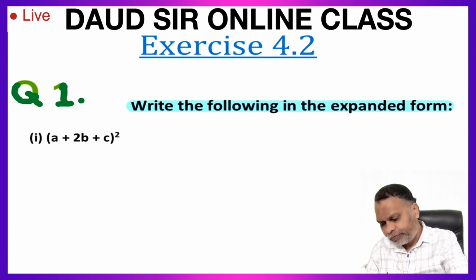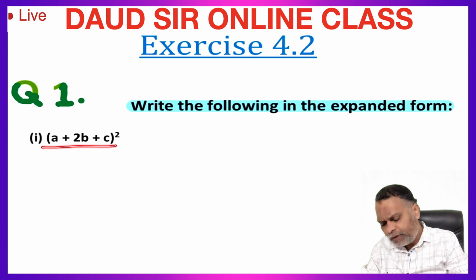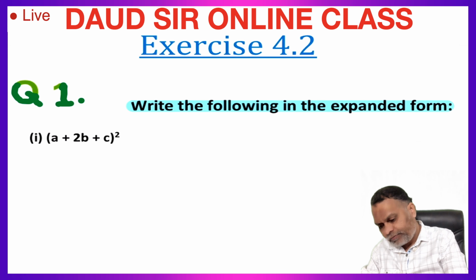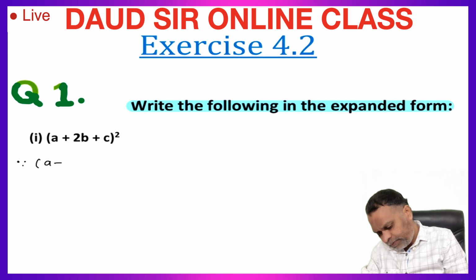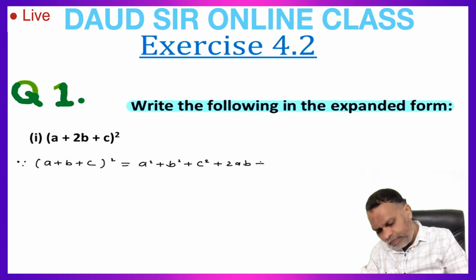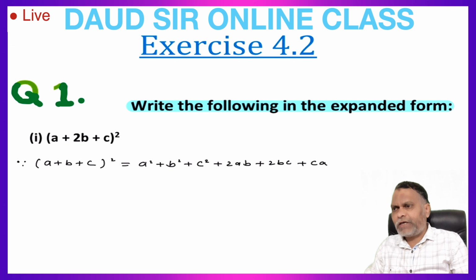So first part, a plus 2b plus c whole square. We have to expand this by using the identity. Since we have the identity, a plus b plus c whole square is equal to a square plus b square plus c square plus 2ab plus 2bc plus 2ca. By using this identity, we can expand this.